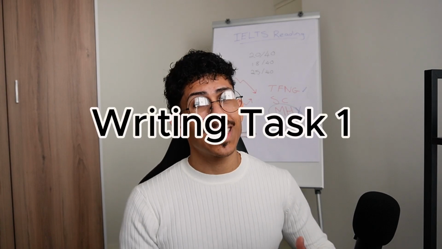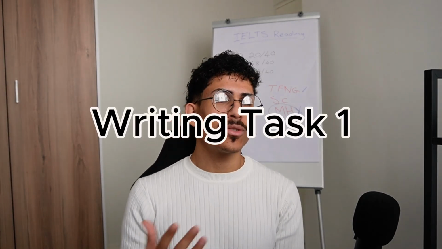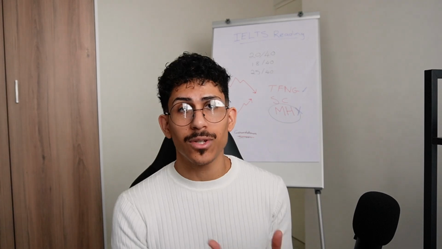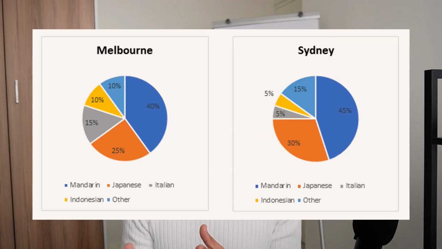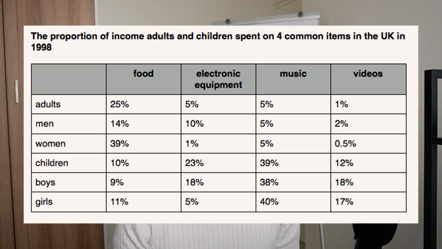Starting off with writing task 1. In the IELTS writing task 1, you get some visual data graphs. You get bar charts, line graphs, pie charts, diagrams, even some tables, which can be a little bit confusing.